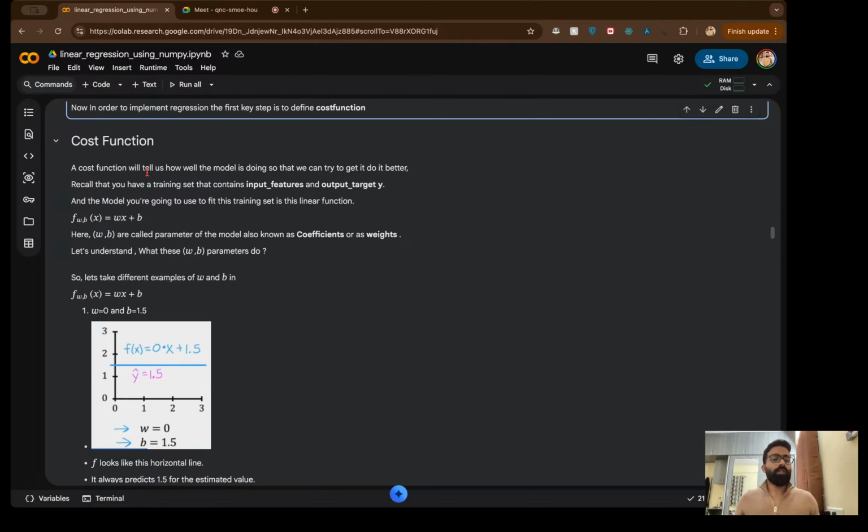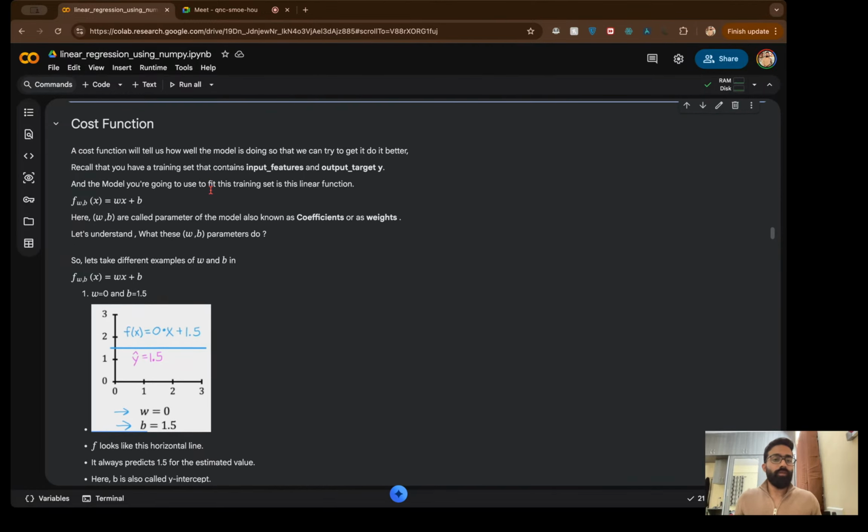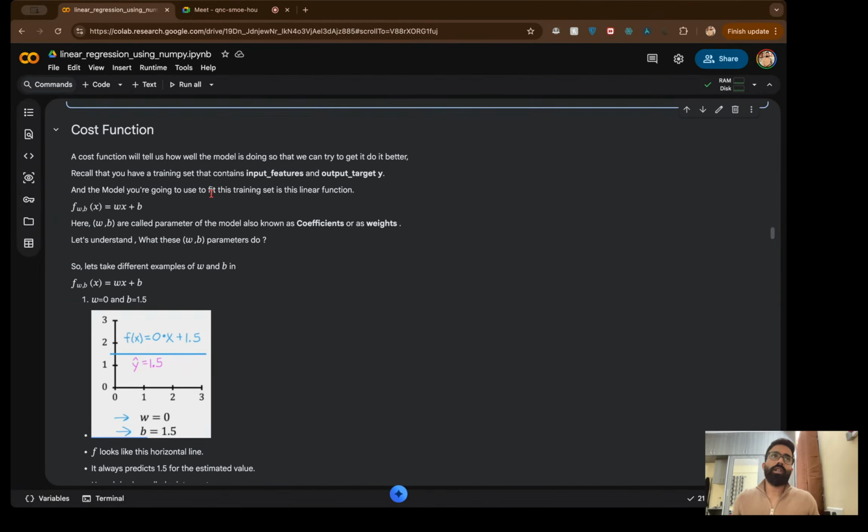in other words, it is called a loss function as well. A cost function or loss function will tell us how well the model is doing, so that we can try to make it do better. So the cost function will tell us how well the model is doing. It is basically the accuracy of the model. What is the accuracy of the model? What is the loss of the model?